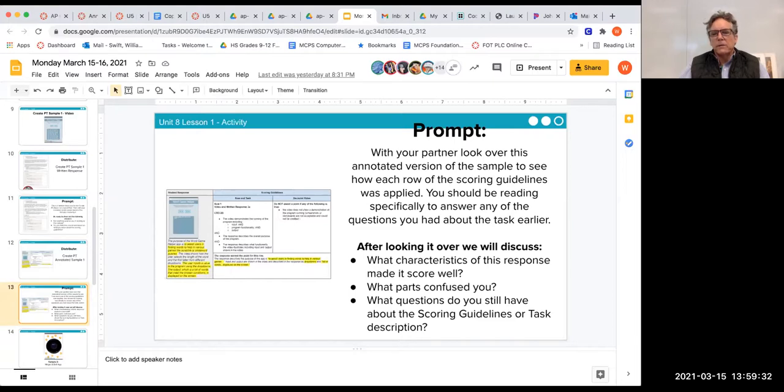Okay, let's start thinking. You can keep reading. After looking it over, we will discuss what characteristics of this response made it score so well. What parts confused you? What questions do you still have about scoring guidelines or task descriptions? Anybody? I think we've gone over pretty well what characteristics of this response made it score so well. Let me just review in the chat.